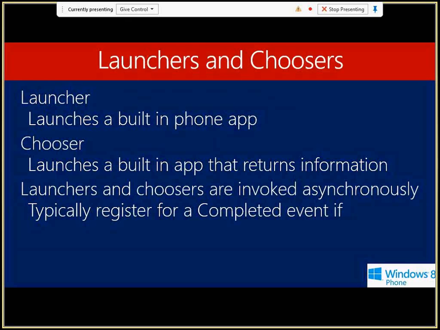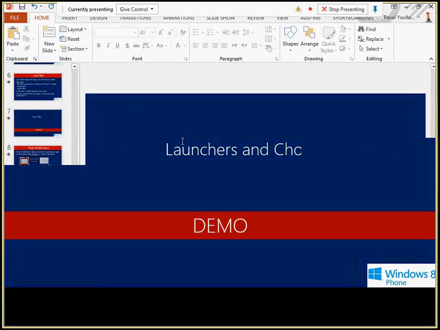Even when sending an email, what's going to happen is that the email application is going to open. We can even provide a to field and even a body, but the email will not be sent automatically. The user will have to press the send button to actually send the email. That's very important. It's actually very consistent throughout the phone. So let me show you a simple demo of using launchers and choosers.